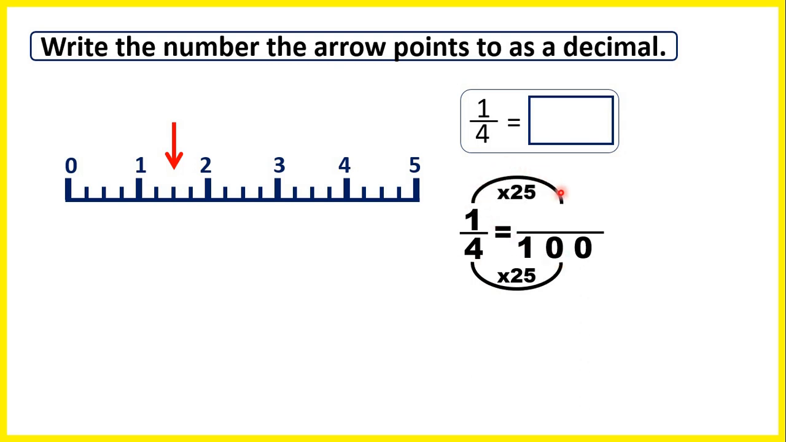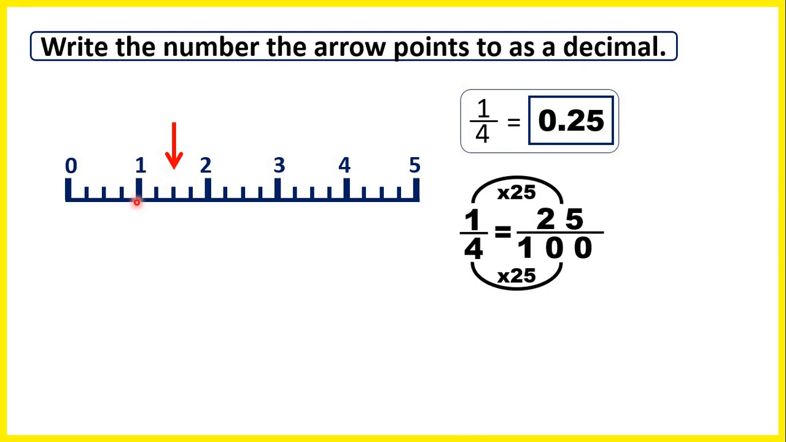So we can do the same to the numerator. 1 times 25 is 25, and 25 hundredths as a decimal is 0.25, because the denominator of 100 tells us that we can't go past the hundredths place value, and the second digit after the decimal point is the hundredths digit. So where is our arrow pointing to here?